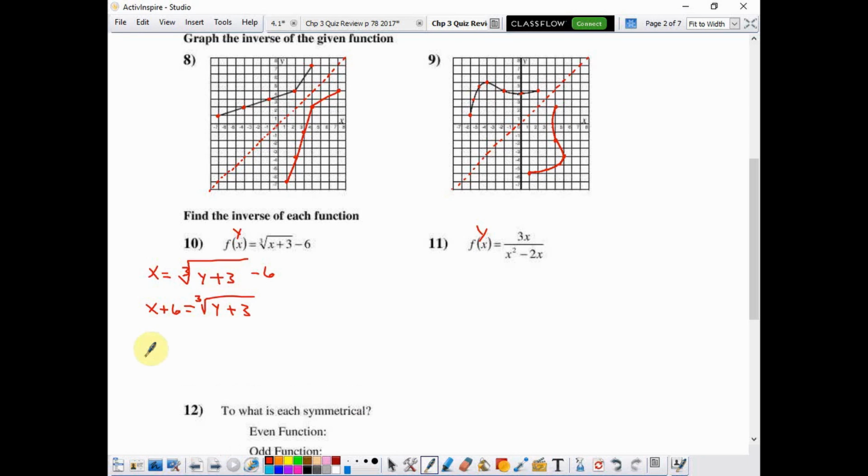To get rid of that cube root, I'm going to cube both sides. So I have x plus 6 cubed equals y plus 3. Then I will subtract 3. x plus 6 cubed minus 3 equals y. So that's my inverse. In function notation, that would be f inverse of x equals x plus 6 quantity cubed minus 3.